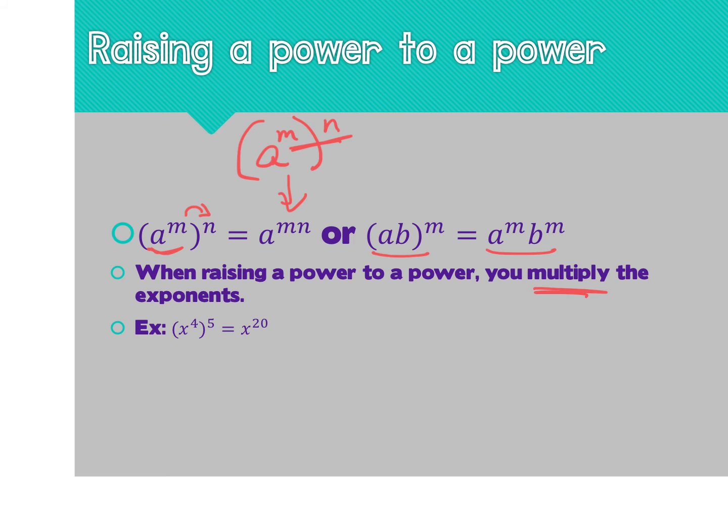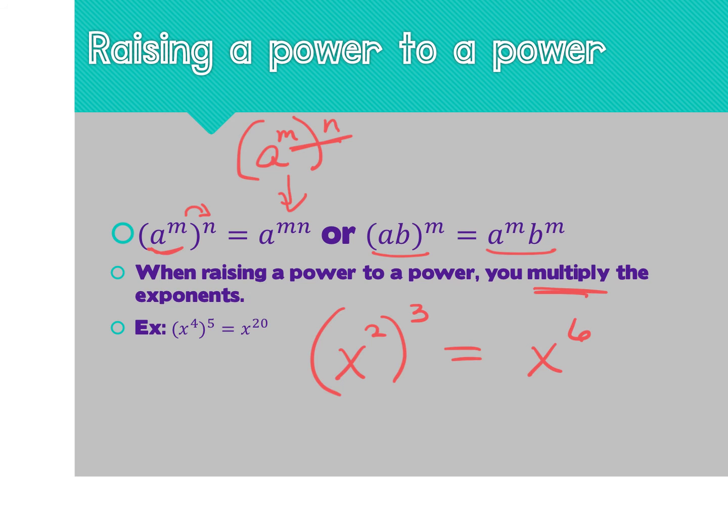So they've done the first example here. x to the fourth raised to the fifth. You take the powers of 4 and 5 and you multiply them. So if I have x squared raised to the third power, I would just turn this into x to the 2 times 3 power, which is 6. So power to a power, we multiply.